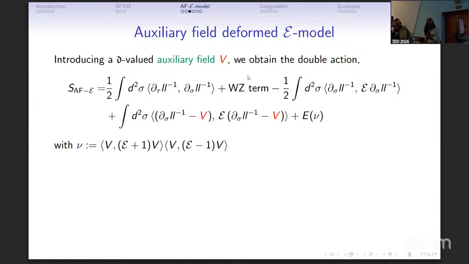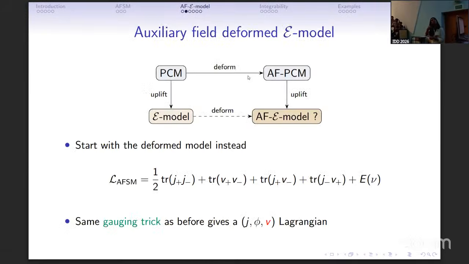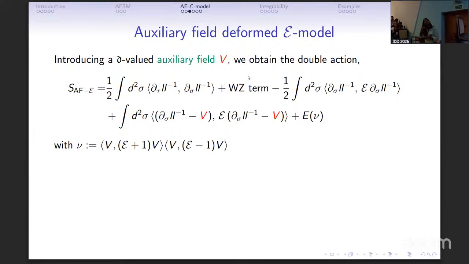And in order to do that, we will need to introduce a Drinfeld double valued auxiliary field as well. So corresponding to what we had here, after performing the same gauging trick, we end up somewhere here. As you can see, we still have the same undeformed terms showing up, but now we have one extra piece which has the auxiliary field V sitting in it, along with its interacting function. But this now looks a bit different because, again, everything is sitting at the Drinfeld double level. So this looks something like this.